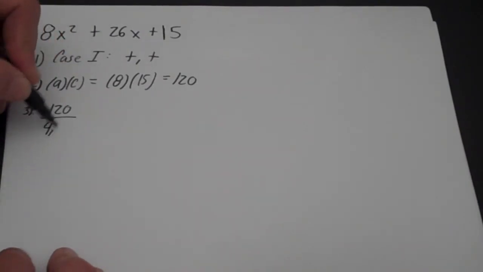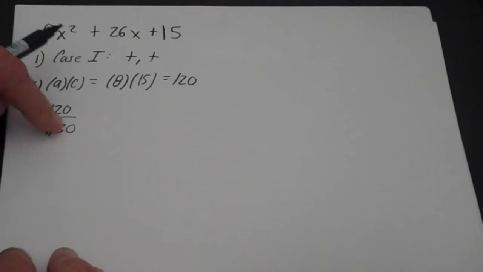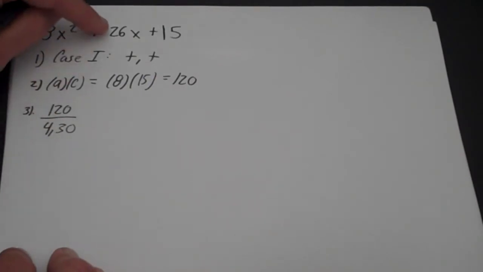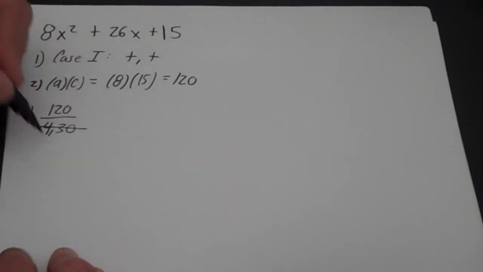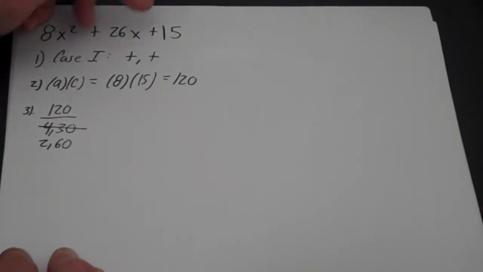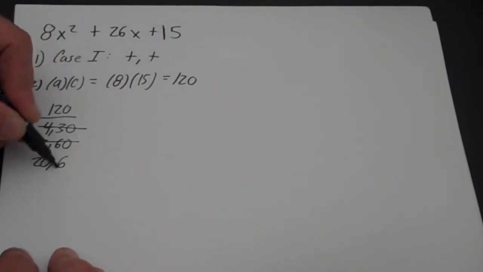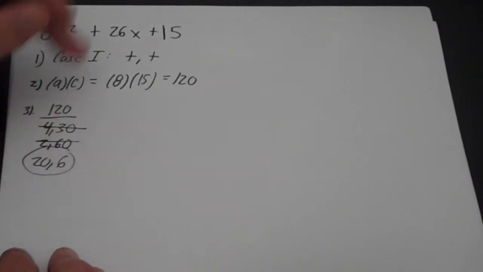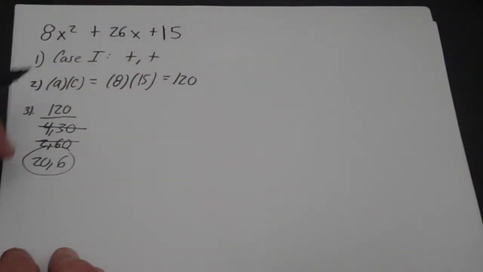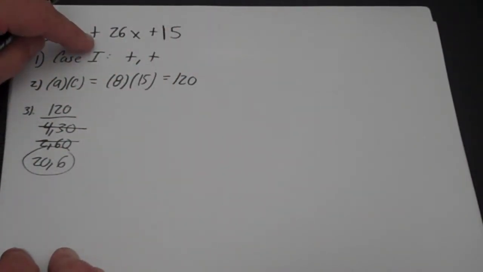So I think it's 4 and 30. 4 and 30 multiplied together is 120, but they don't add to 26, so that doesn't work. 2 and 60, 2 times 60 is 120, but 2 plus 60 is 62, so it's not 26. So in this case, it's 20 and 6. 20 times 6 is 120, and 20 plus 6 is 26.